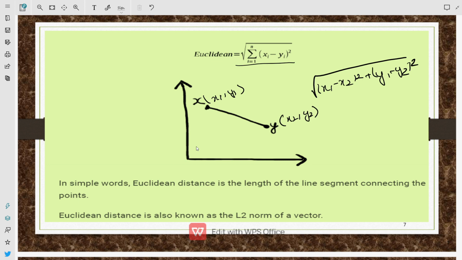So in simple words, Euclidean distance is the length of the line segment. That's what I told you. When we find this particular distance, that is nothing but the length of the line segment, right? Euclidean distance is also called the L2 norm of a vector. So in the examination, they may ask you to discuss briefly about the L2 norm of a vector. You have to understand these things. L2 norm of vectors is nothing but the Euclidean distance measure.